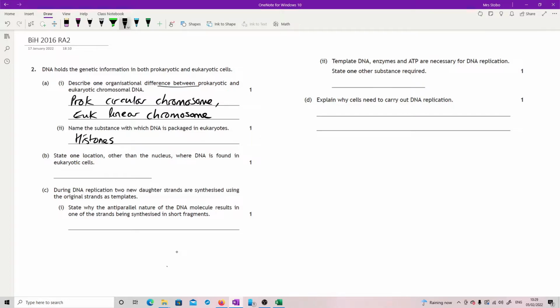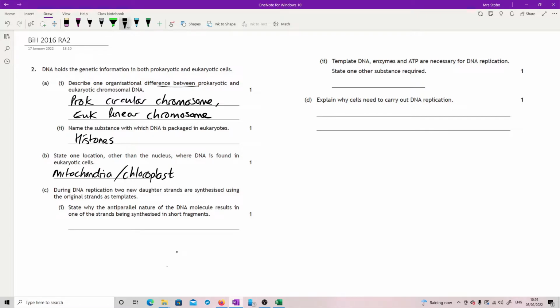Okay, state one location other than the nucleus where DNA is found in eukaryotic cells. Okay, so DNA is found in eukaryotic cells in your specific organelles, which we are pretty sure were taken in as ancestral cells a long time ago. So we're looking at mitochondria is my expected answer. Absolutely fine if you went down the road of chloroplast, because definitely in plant cells.